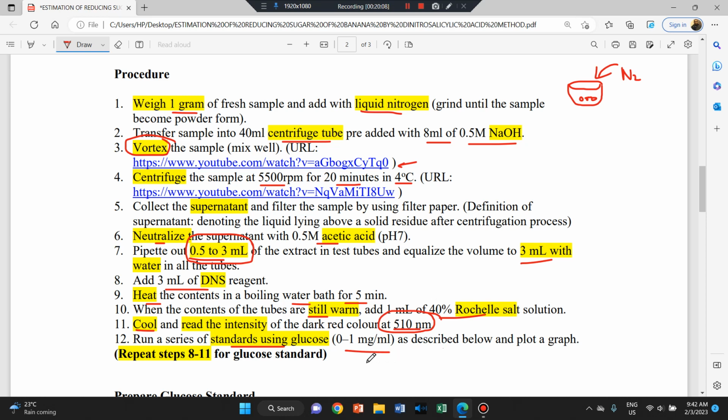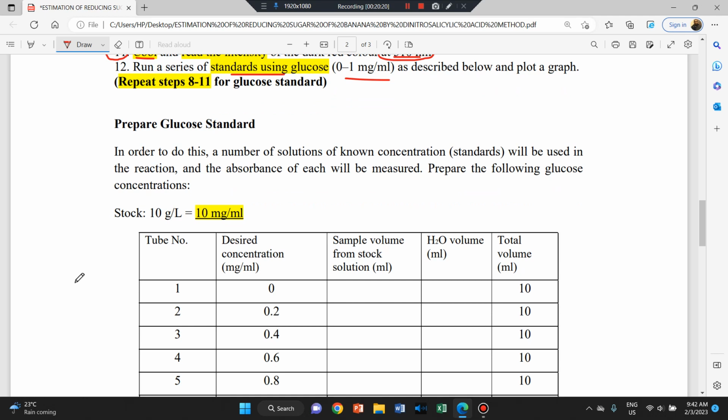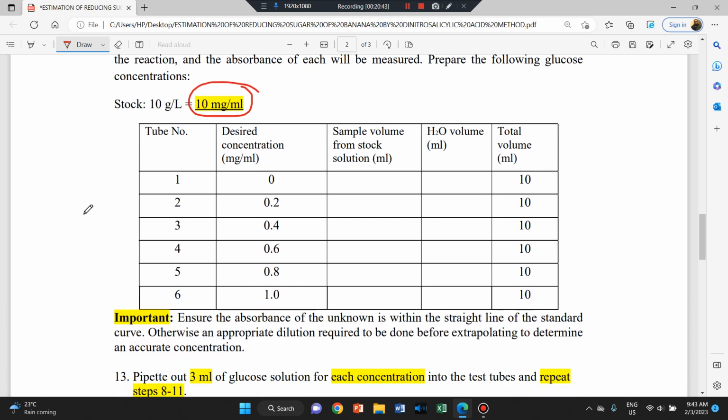It states that after you have done a series of standards using glucose, you are to repeat these steps 8 to 11 again. So let's look at below. Right. We need the standard curve, the graph, in order to calculate your unknown, which is the banana extract, which has reducing sugar. So how do we prepare this standard curve? You firstly need to prepare your stock solution, or maybe the technical officer would have done. We'll wait and see how it goes.